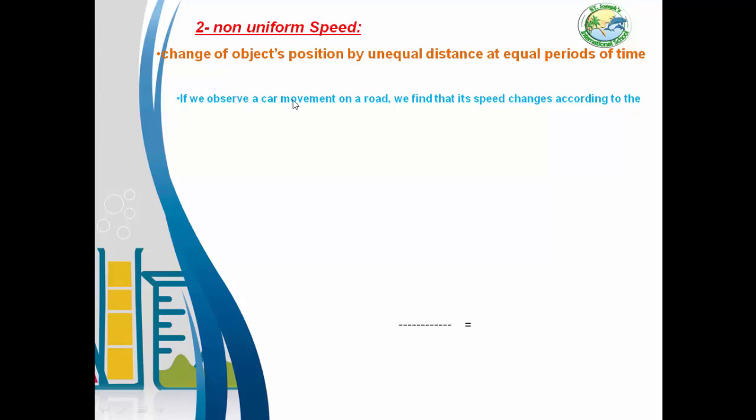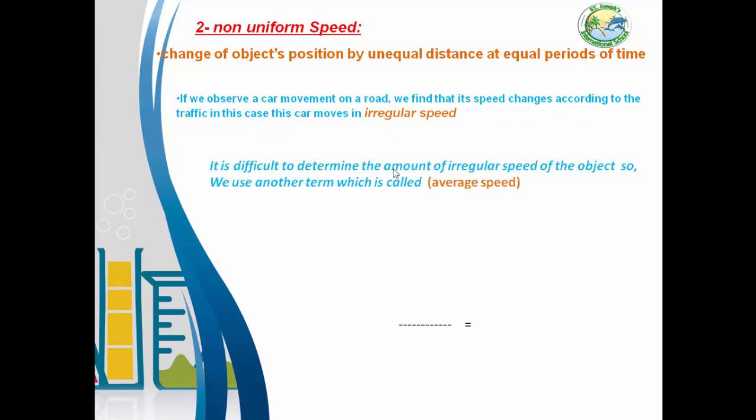If we observe a car moving on a road, we find that its speed changes according to the traffic. So in this case the car moves at irregular speed. It's difficult to make the speed of the car constant due to the presence of traffic, and it's very difficult to determine the amount of irregular speed. So we use another term which is called average speed.